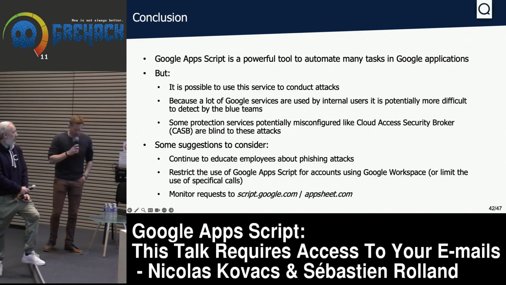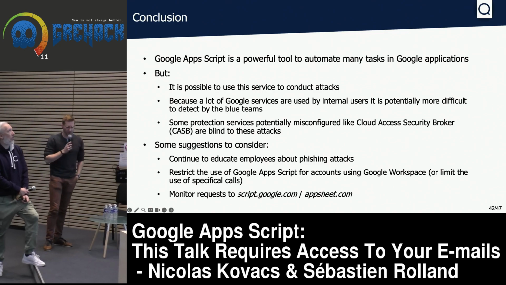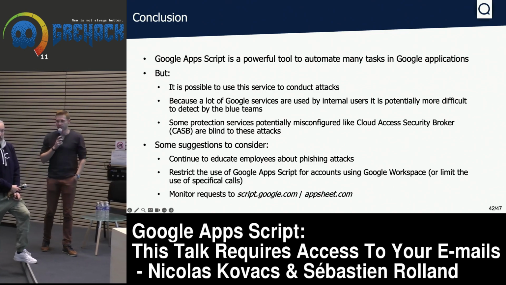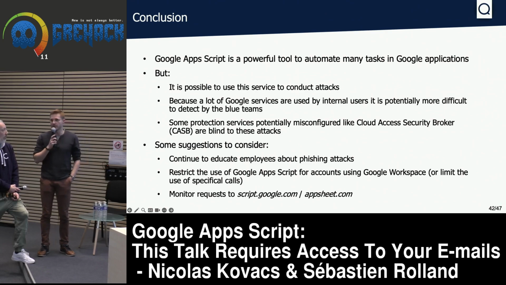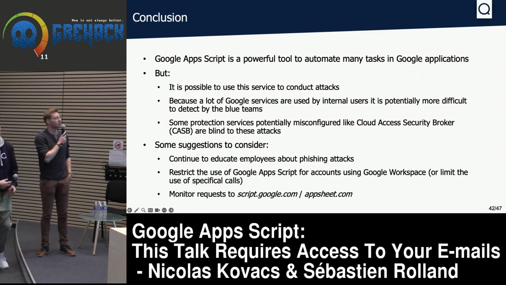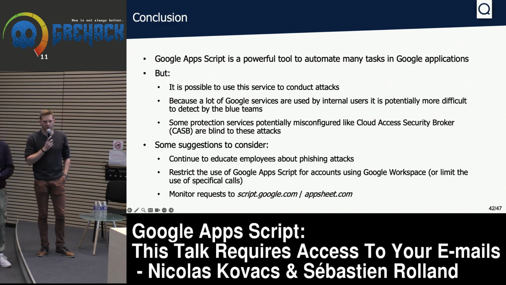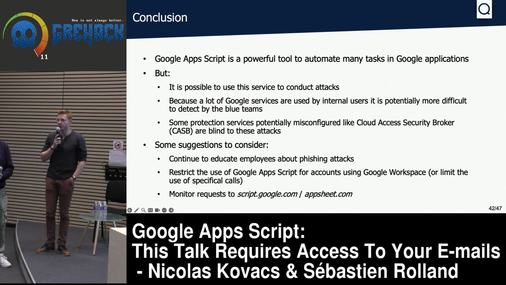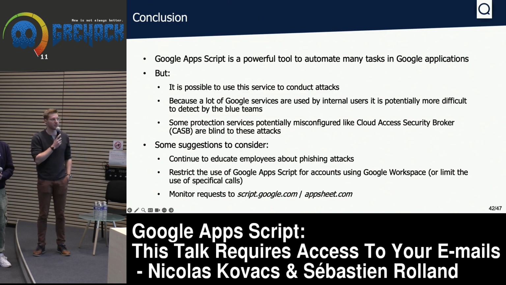So to conclude, Google Apps Script is a very powerful tool that can automate many tasks within Google Workspace applications. However, as we just saw, we can use it to perform some attacks. Because there are a lot of other Google services that are used within companies, it can make it more difficult for blue teams to detect, as well as security tools like cloud access security brokers that are often blind to those attacks.